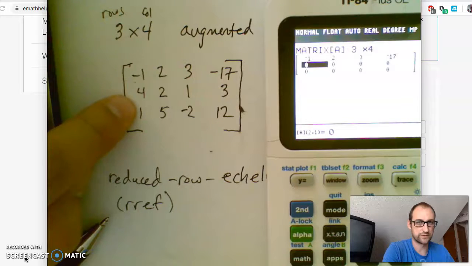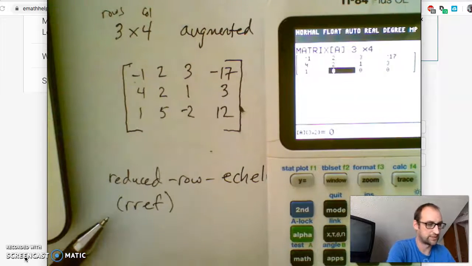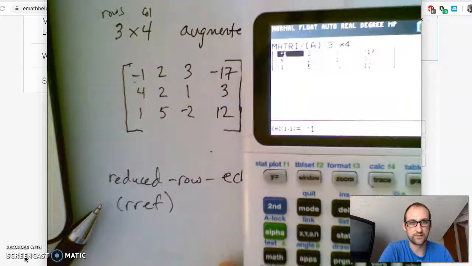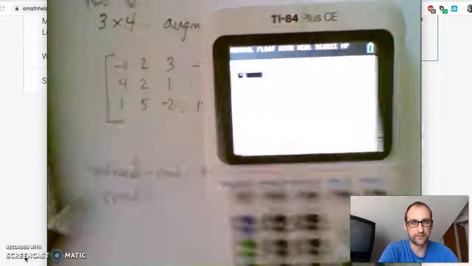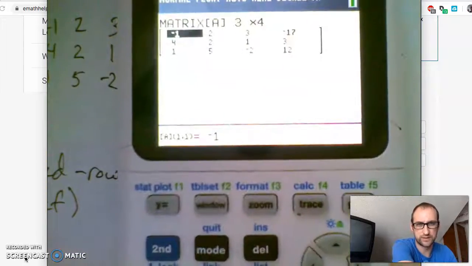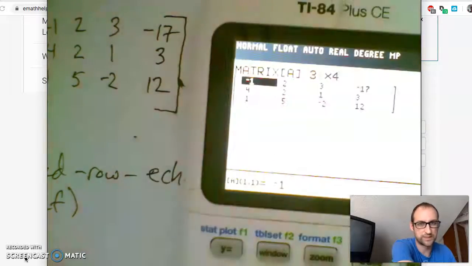Now just type in these numbers as you see them, like -1, enter, 2, enter, 3, enter, -17. So we're just cruising down the rows. 4, enter, 2, enter, 1, enter. Just take a little extra time, because if you screw this step up, there's no chance you're getting it right. And you might as well try to get it right. So I do all that work to try to type it in just like that.